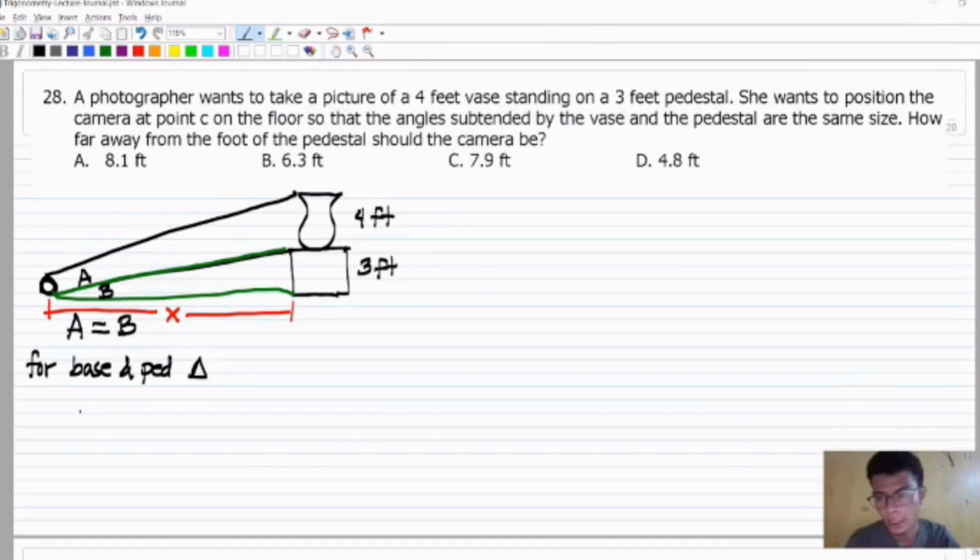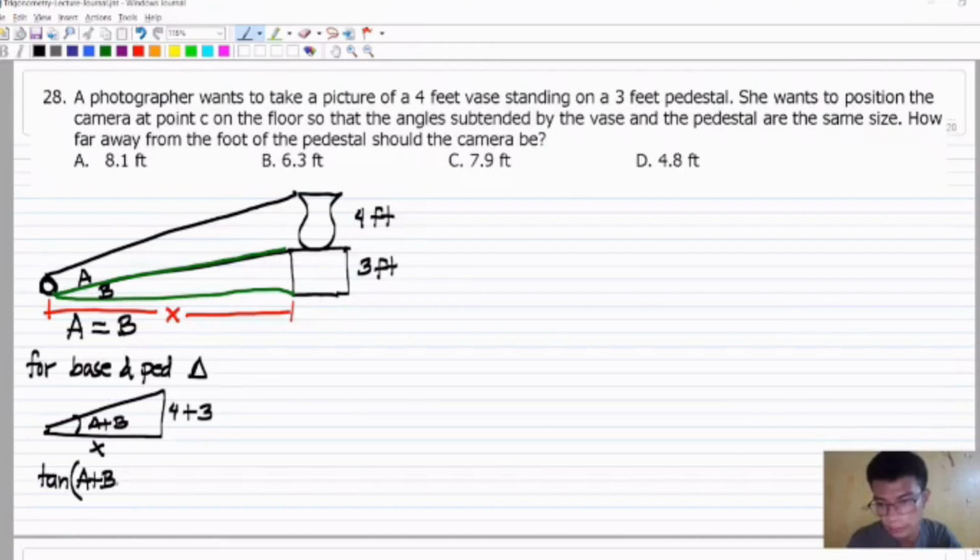So ano ang magiging itsura ng ating triangle? Sige gawin muna natin dito. So para kay base and pedestal, ayan yung malaking triangle. Ibig sabihin pinagsama natin yung angle A plus B and then yung height naman is 4 plus 3. And yung x, ganun pa rin naman. So using tangent relation, tangent A plus B, that is equal to opposite over adjacent, 7 over x. Ito muna.